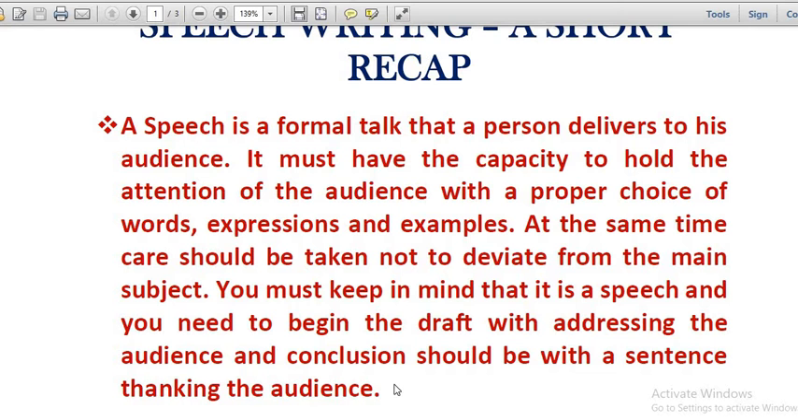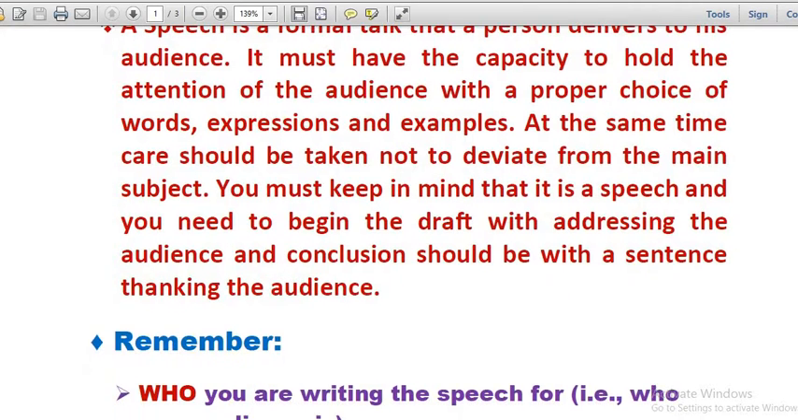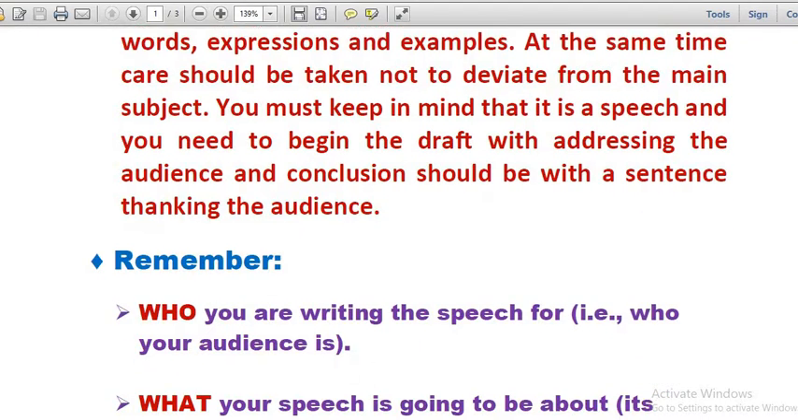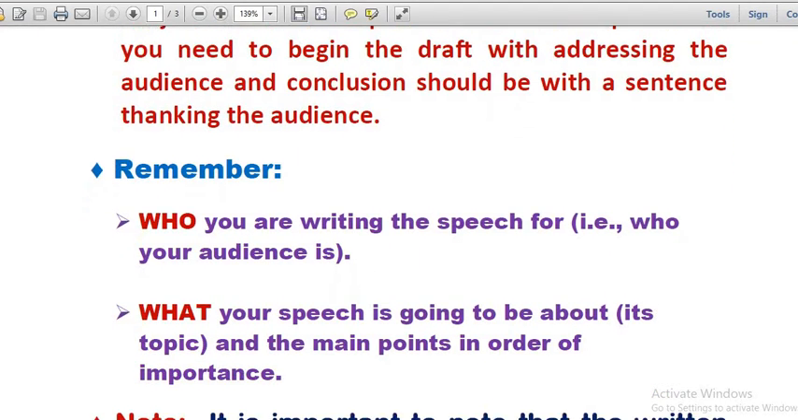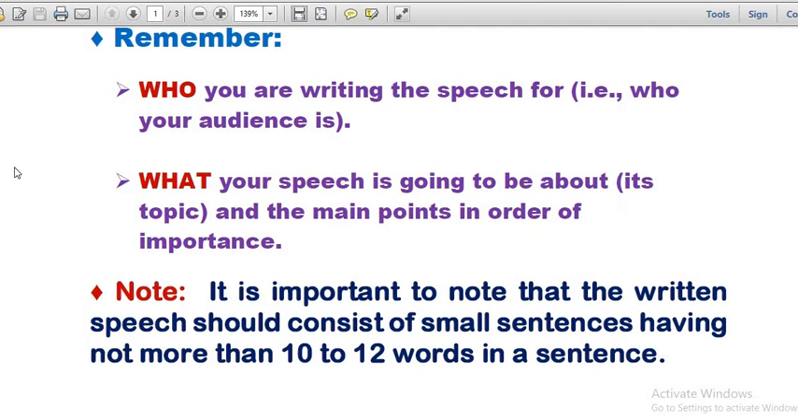So I am moving on with my discussion right now. I am scrolling a bit down. Now there are some things that you have to remember, or what we say, things to remember. Okay, I guess it is visible to all of you.